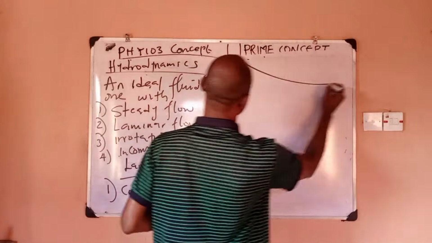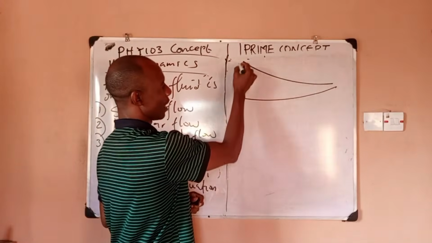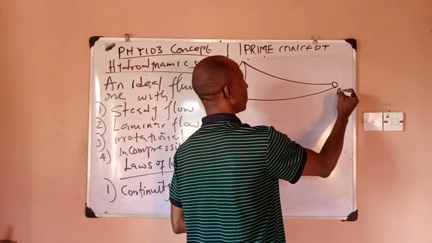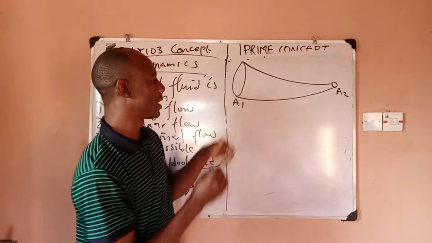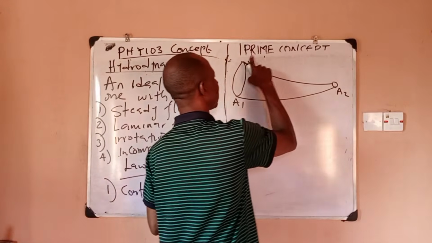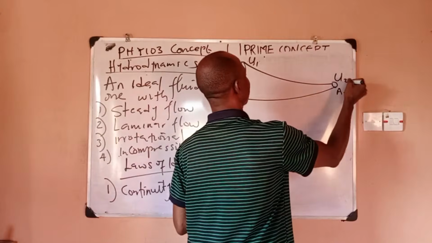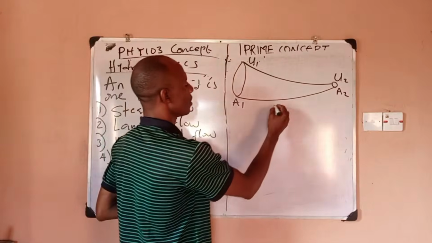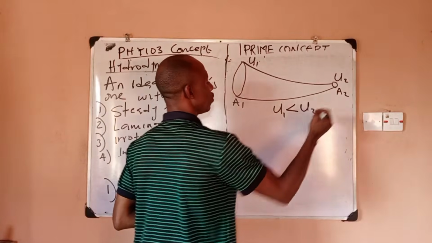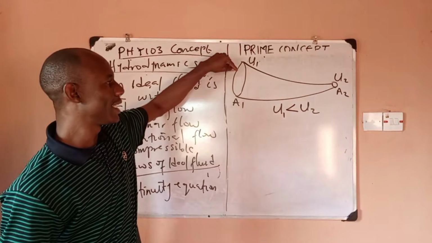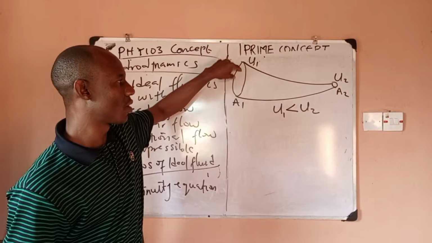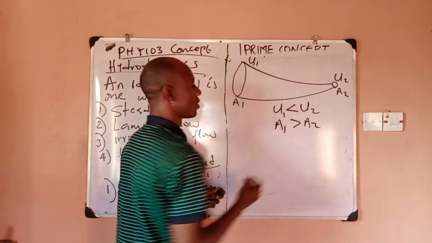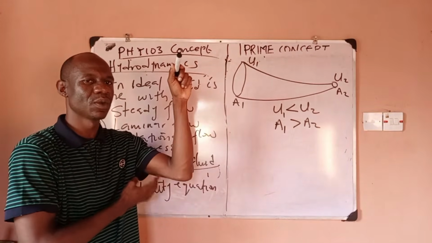Small. So if you have something like this, I hope you know that the area you have here is A1, and the area you have here is A2. Which one is bigger? Of course, this is bigger. So you have velocity V1 here. Let's use U. You have velocity U1 here, and you have velocity U2. So you would notice that U1 should be less than what? U2. That is what the continuity equation is saying. Where the area is big, the velocity is what? Small. U1 is less than U2. Why? Because A1 is greater than what? A2. So you should take note of this. That is what the continuity equation is telling us.